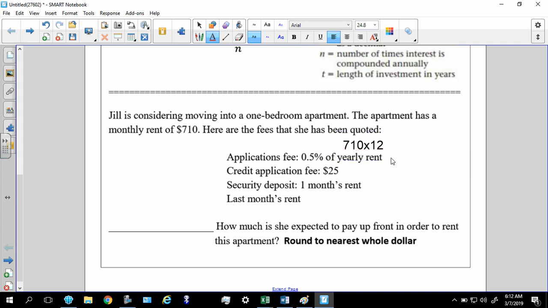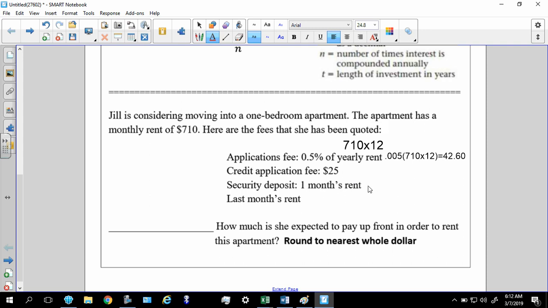Okay, but in the formula that we're doing, first off is percentage, so I got to move the decimal two places, parenthesis 710 times 12, and so when I do that, I get $42.60. Let me see if I can shrink that down. There we go.